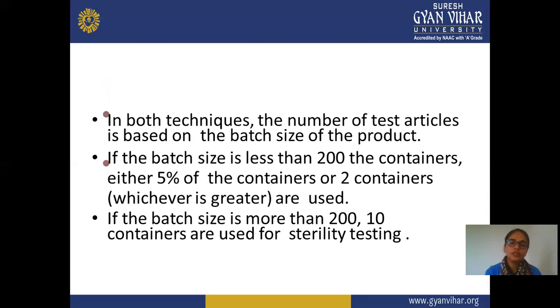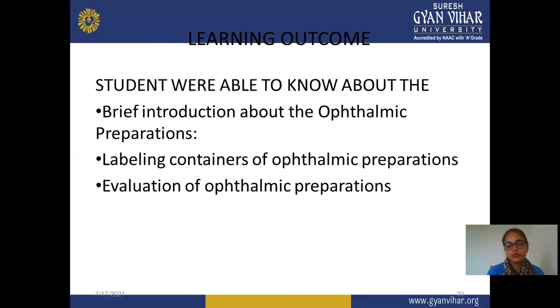In both techniques, the number of test articles is based on the batch of the product. If the batch size is less than 200 containers, then either 5% of the containers or 2 containers, whichever is greater, are used. If the batch size is more than 200, then 10 containers are used for sterility testing. So these are the limits for passing the test. Both tests are almost similar. The only difference is that in membrane filtration, we are filtering the formulation. In direct incubation, we are just diluting into 10 parts and incubating in a particular medium and checking whether any particles are present in both fluid thioglycolate and casein digest media.